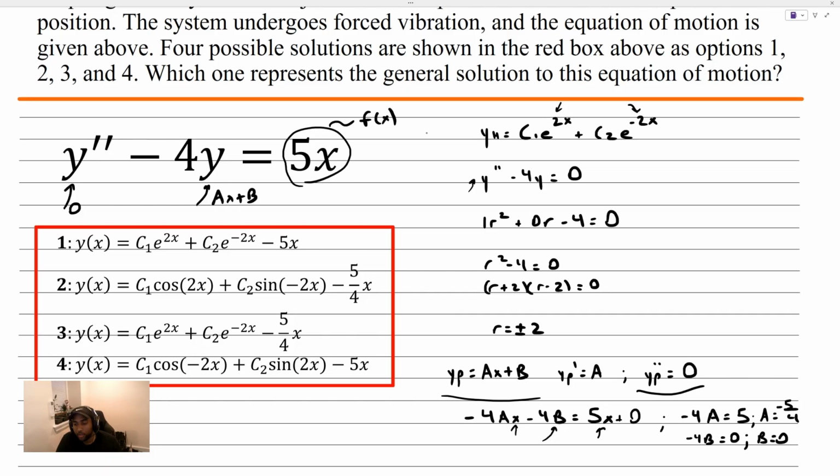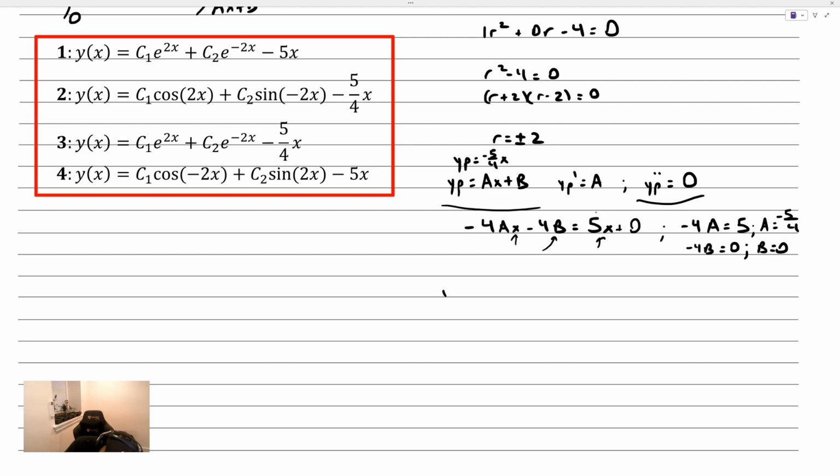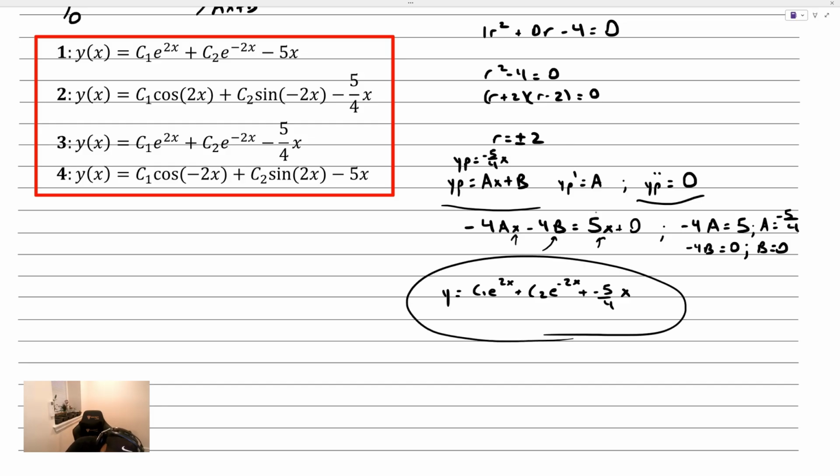So now that we found our undetermined coefficients, we just plug it back into the particular solution. We get a y particular equal to negative 5/4 of x. To find our total solution, we just sum our homogeneous solution and our particular solution. Remember, our homogeneous solution was equal to c1 e to the 2x plus c2 e to the negative 2x. And our particular solution was negative 5/4 of x. You can see here that that corresponds to choice number 3.